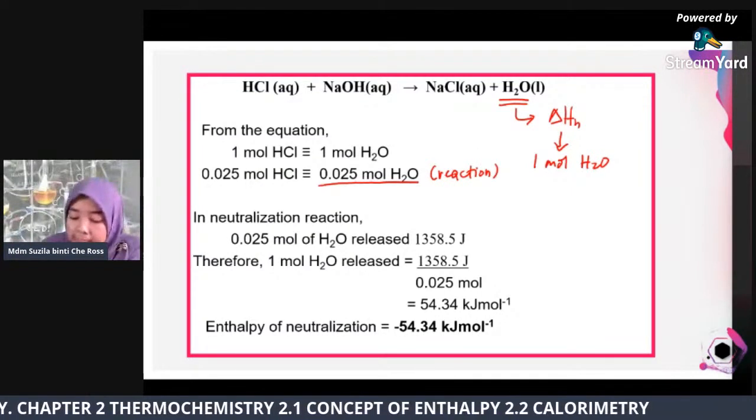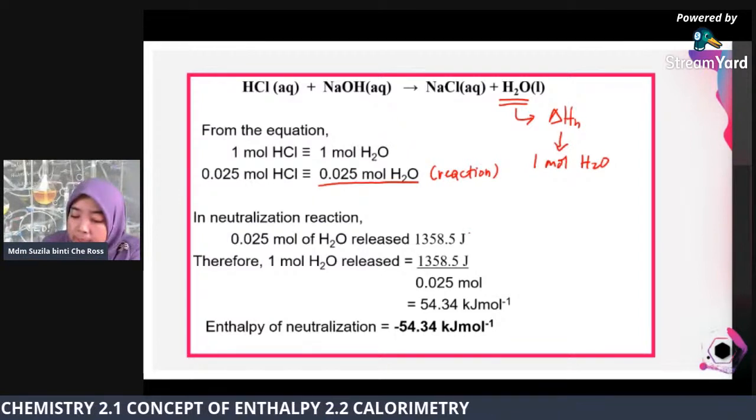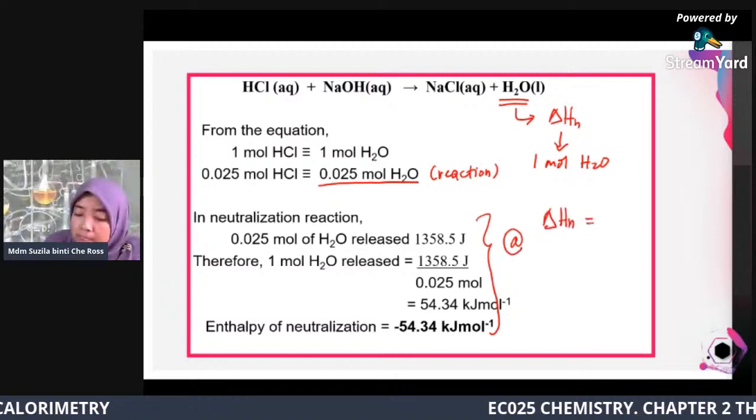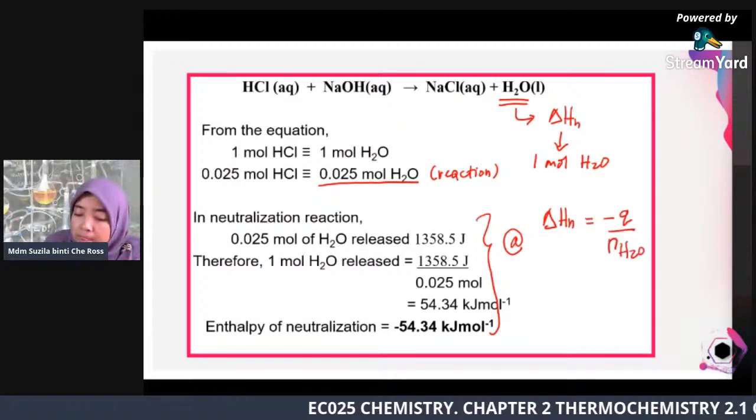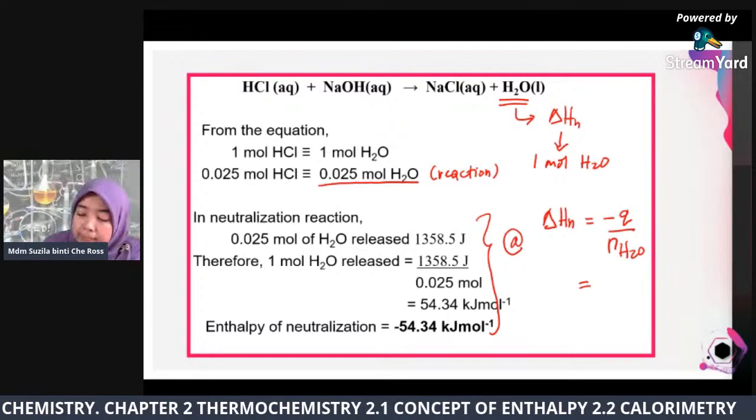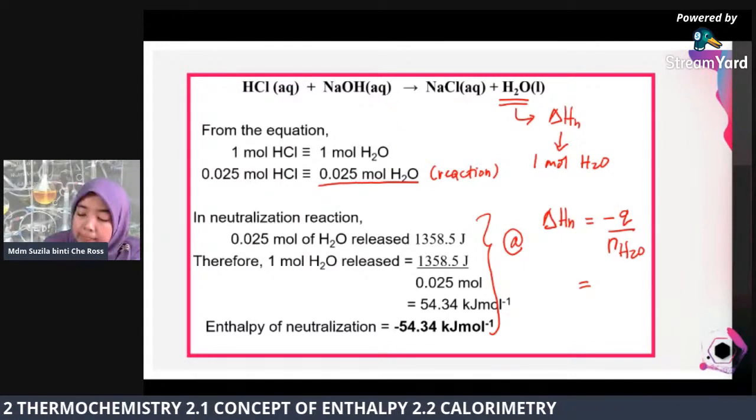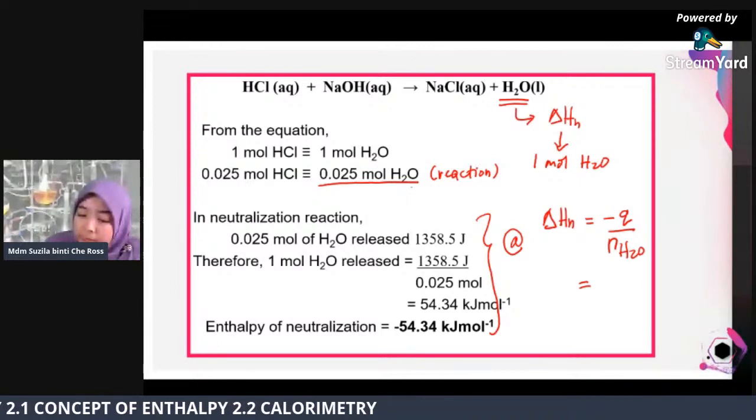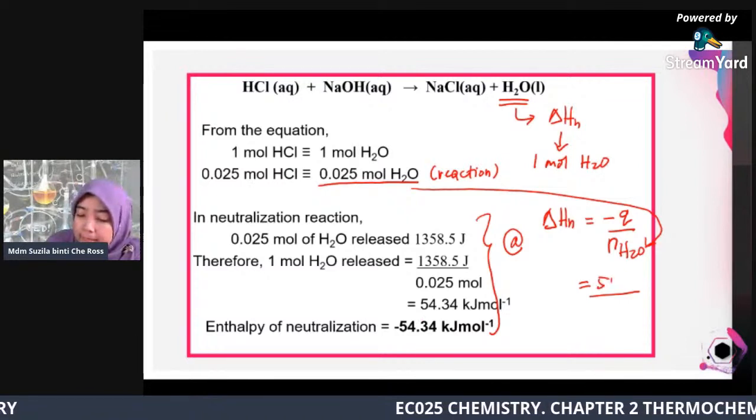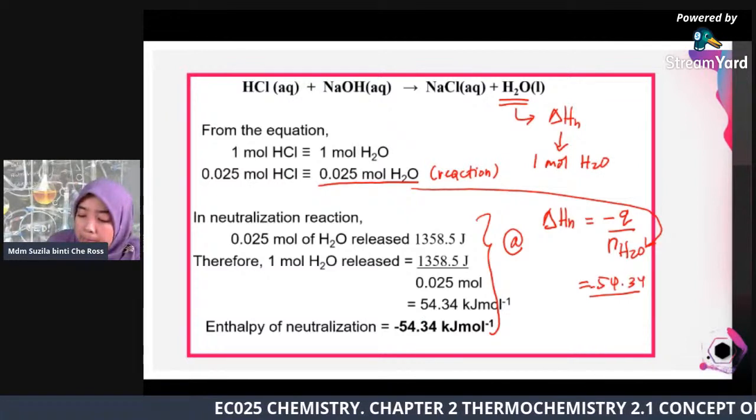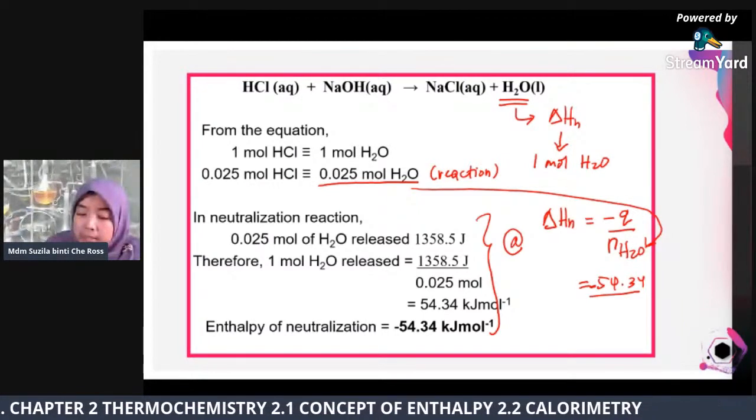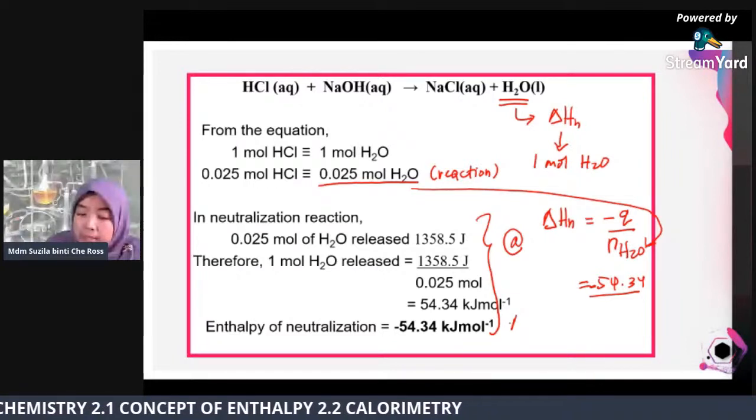So this is by using stoichiometry, or you can use the formula delta Hn equal to negative Q over n H2O. Okay, so the Q yang kita calculate depan tadi, dia value dia akan jadi negatif sebab heat release, and then mole water is the mole of water that we calculate from stoichiometry, and then we will get the same answer like this. Okay, kita akan dapat jugalah 54.34 negatif. Okay, negative. Why negative? Definition of delta Hn itself, heat released. Okay, heat released. So delta Hn is always negative.